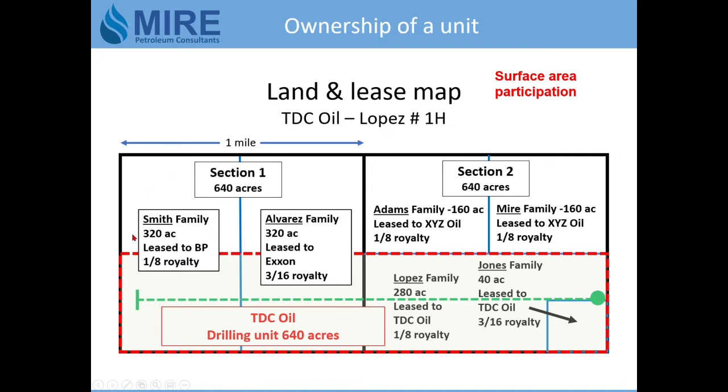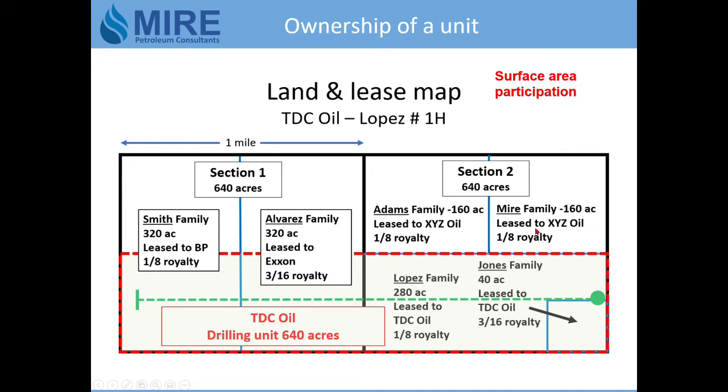All right, so on the western side, the Smith family owns this half section of 320 acres, and they've leased it to BP with a 1/8 royalty rate. The Alvarez family owns this land right here, and they've leased it to Exxon, but they got a higher royalty of 3/16, so they have a different royalty. Over here, the land is divided in different ways. The Adams family owns 160 acres here to the north, and they've leased it to XYZ Oil Company for a 1/8 royalty.